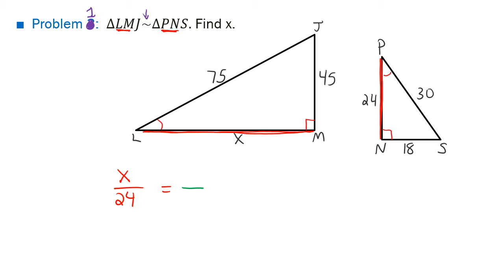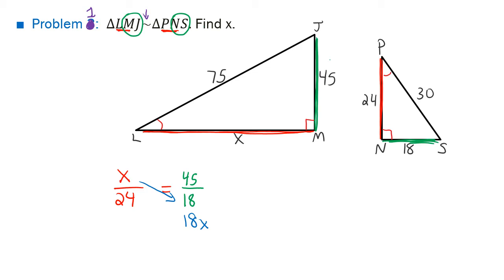So I'm going to use this side, JM, and JM, which is the last two letters in the similarity statement for the first triangle, is going to match NS. So these two are corresponding sides. So the 45 is going to go in the numerator, the 18 is going to go in the denominator. Now I'm going to solve this by cross multiplying.